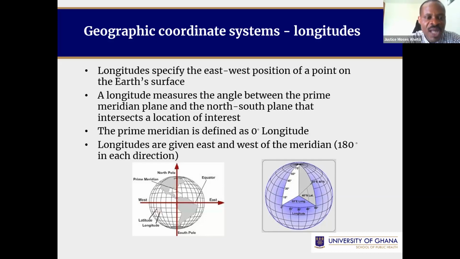The longitude. And then we say that the longitude also measures the angle between the prime meridian plane and the north-south plane that intersects a location of interest. The prime meridian is actually defined as 0 degrees longitude. Longitudes are often given in the form of east and west of the meridian, and that is about 180 degrees in each direction. The presentation is very similar to what you do for latitude, just that this is talking about the position, where they're moving from and to where.